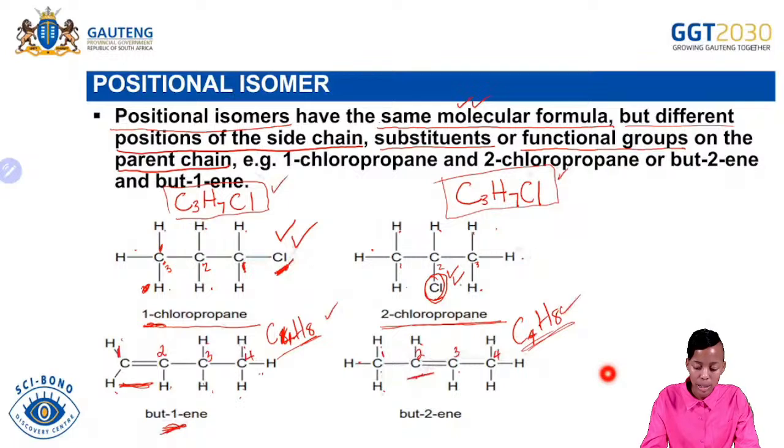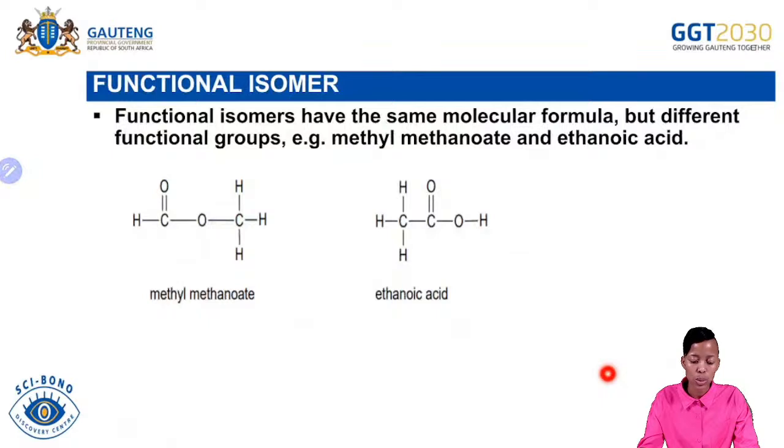When we change the position of the chlorine, the IUPAC naming also changed. When we change the position of the alkene, what happened to the IUPAC naming? It also changed. Next one, we have functional isomers. Functional isomers have the same molecular formula, but different functional groups, okay?